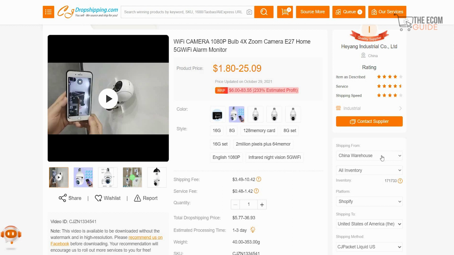So please make sure that you're aware of where you want to be shipped out from, because sometimes that product would be available in multiple warehouses across the globe. So whatever country is near you and gives you the minimum amount of time, always select that particular country.